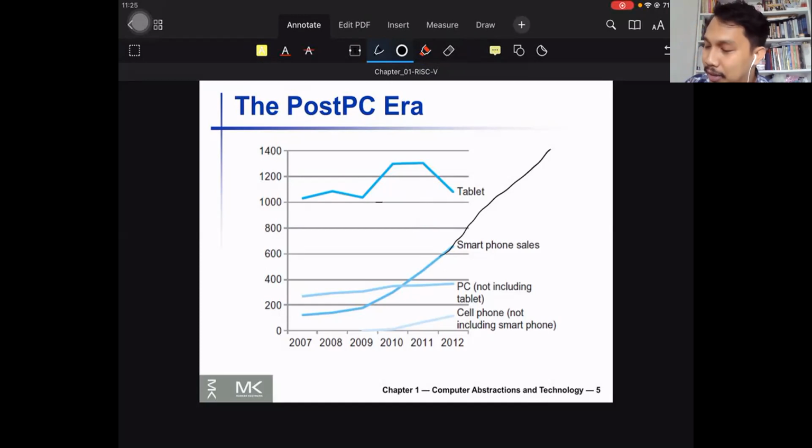PCs, notice, plateaued, steady. Cell phones, not including smartphones at this time, have high sales though their rate is declining. So again, right now we are in the post-PC era.